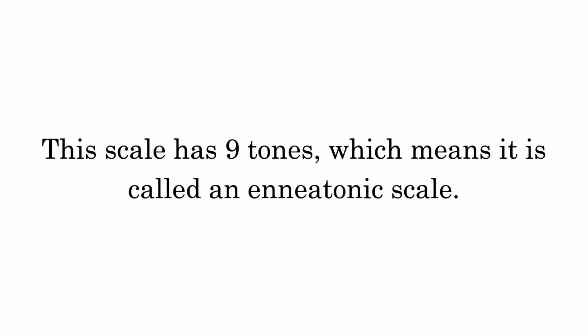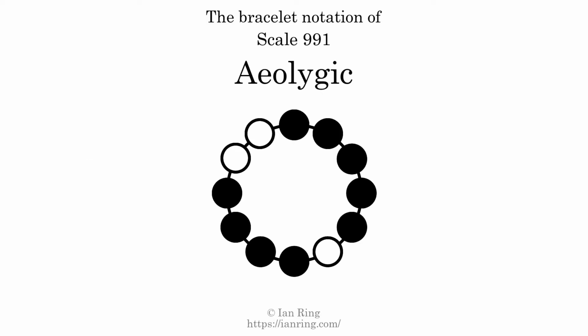This scale has 9 tones, which means it is called an enneatonic scale. This is a bracelet notation diagram of scale 991. The shaded circles represent tones that appear in the scale, and they are read clockwise, starting at the top.